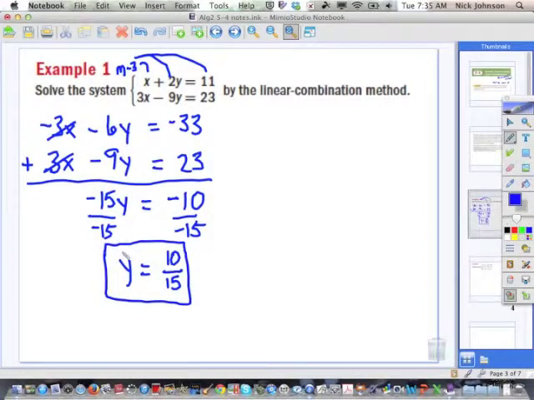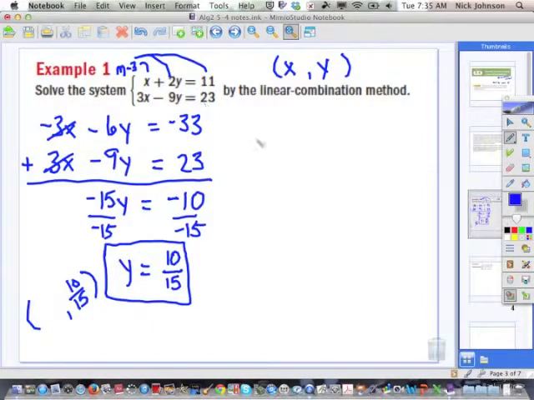What we normally get as a solution to these problems is a coordinate point, an x comma y. So in this case, I'm only halfway done. Why? Because I found a y, I haven't found my x. So this is 10/15. But since now I know what y is, I'm able to put it back into one of these equations and find out what my x is. So that's what we're going to do. Use 10/15 to find my x.